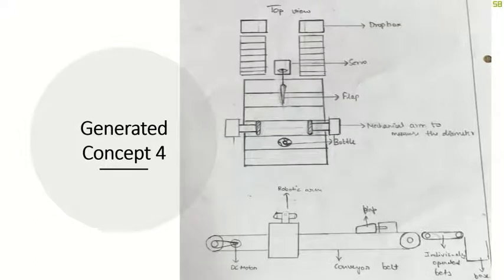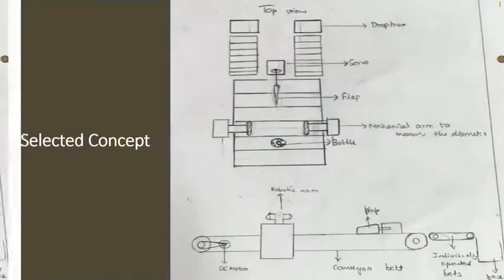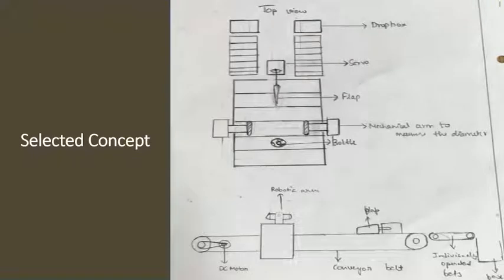Then generated concept 4, top view. The bottle is moved over the conveyor belt, and later the bottle is measured using the potentiometer, and then it is moved further using another conveyor belt, and then moved into its particular segregating box. We use concept 4 for building this instrument.